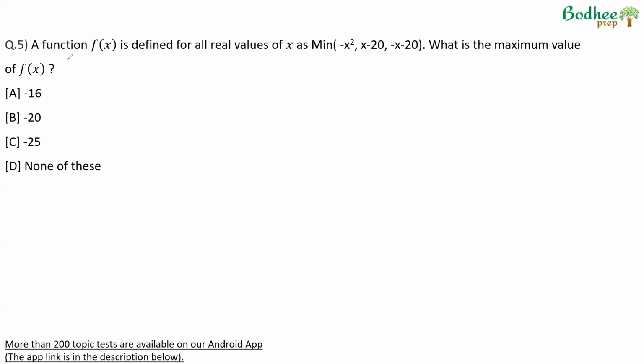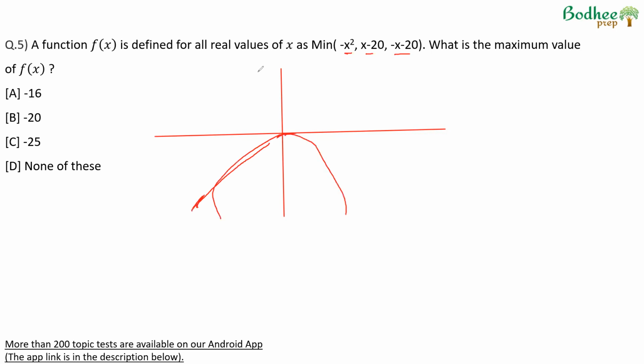A function f(x) is defined for all real values of x as the minimum of the three values: minus x square, x minus 20, minus x minus 20. What is the maximum value of f(x)? Now, if we draw the curves for these three functions, minus x square: x square is positive, so minus x square will be negative and will pass through the origin. Something like this. Sorry, looks really bad, but yeah. Minus x square, symmetrical about the y-axis.